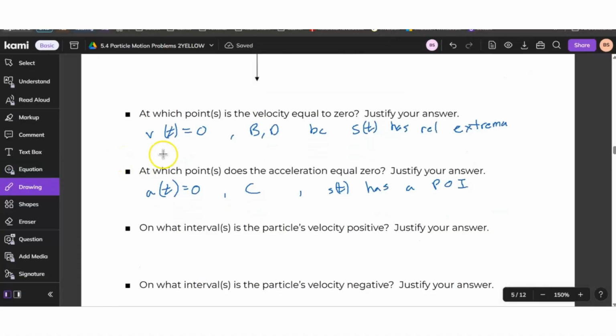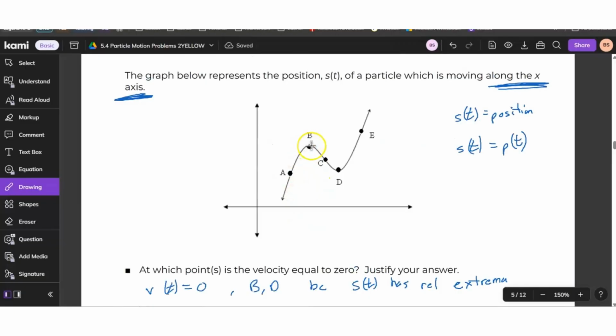Alrighty. On what interval is the particle's velocity positive? Let's start by doing our justification this time. So what would be our justification? Not V of t, it should be S of t. The graph is increasing, moving right or up. Because S of t is increasing, yes. If the position is increasing, that would mean that it has to have a positive velocity, right? And so that's going to happen, well, we're doing the intervals this time, right? So from negative infinity to B, and then from D to infinity.